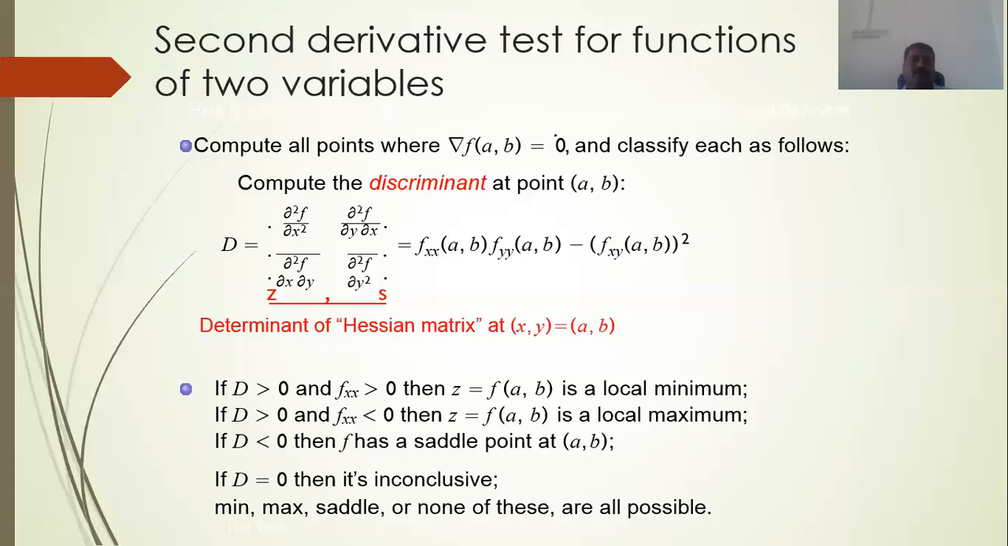So if it's a function of two variables, then this is the Hessian. If D is greater than 0 and del square f by del x square is greater than 0, then z equal to f(a, b) is said to be a local minimum. If D is greater than 0 and f_xx, the second derivative, is less than 0, then z equal to f(a, b) is said to be a local maximum. If the determinant is less than 0, then it is a saddle point. If the determinant equals 0, then there is no conclusion. We need a further investigation. We cannot conclude the nature of that critical point.